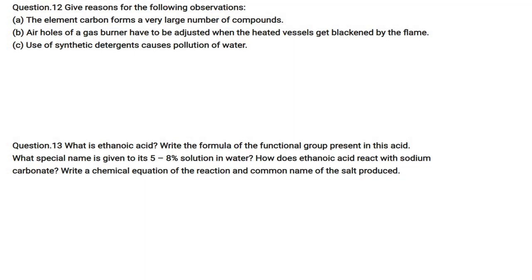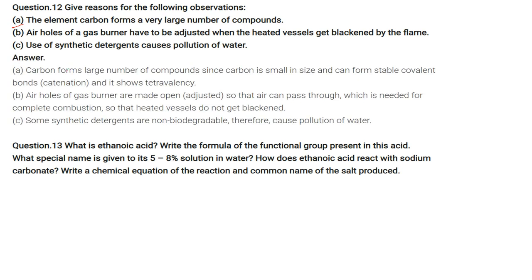Give reasons for the following observation. First, the element carbon forms a very large number of compounds. This is because of two things, catenation and tetravalency. Carbon forms a large number of compounds, and carbon is small in size and can form stable covalent bonds, that is catenation, stable covalent bond, and it shows tetravalency. Air holes of a gas burner have to be adjusted when the heated vessel gets blackened by the flame.